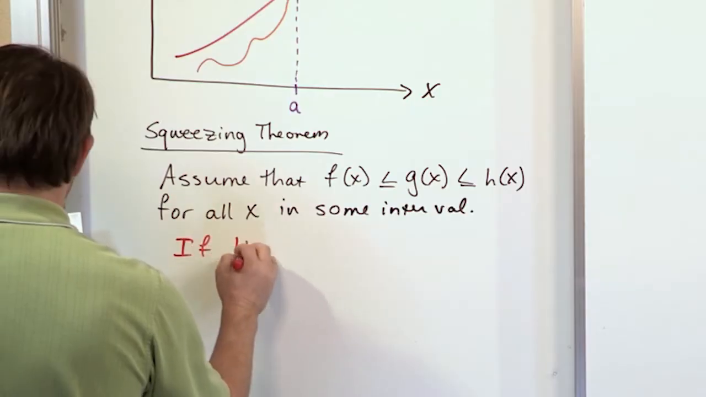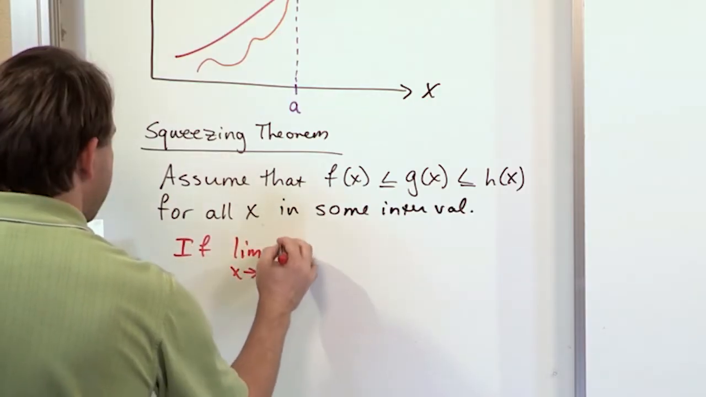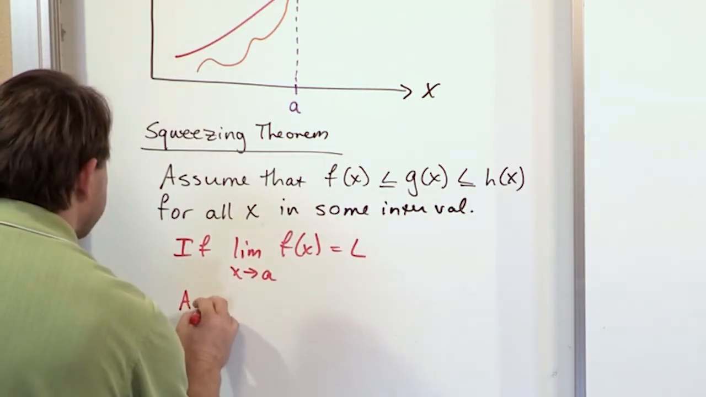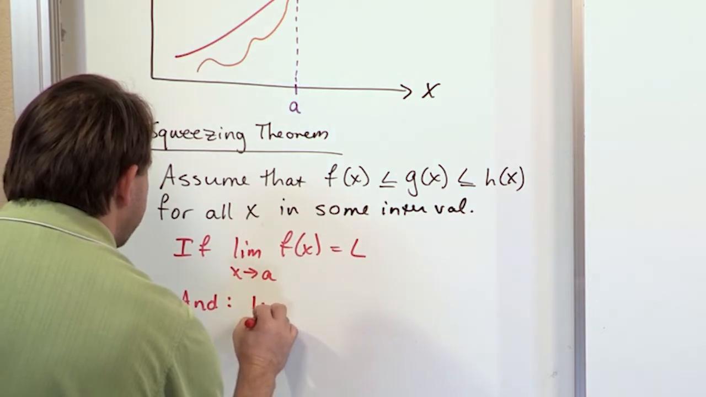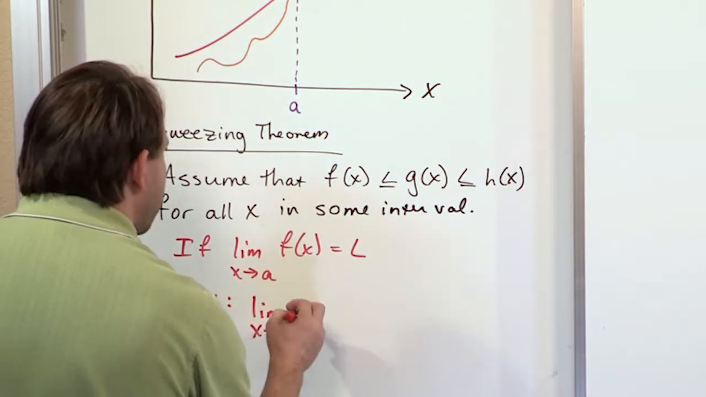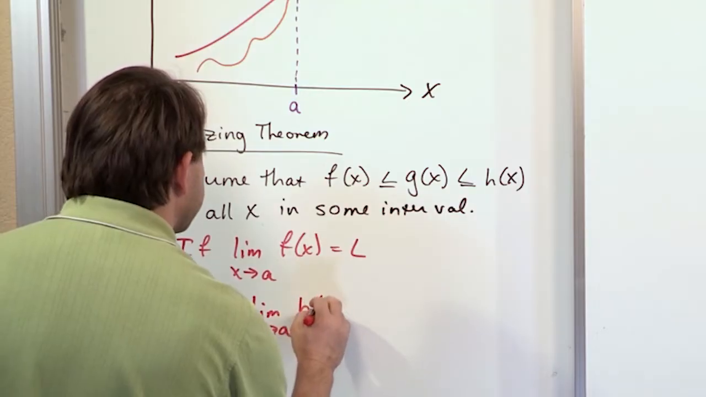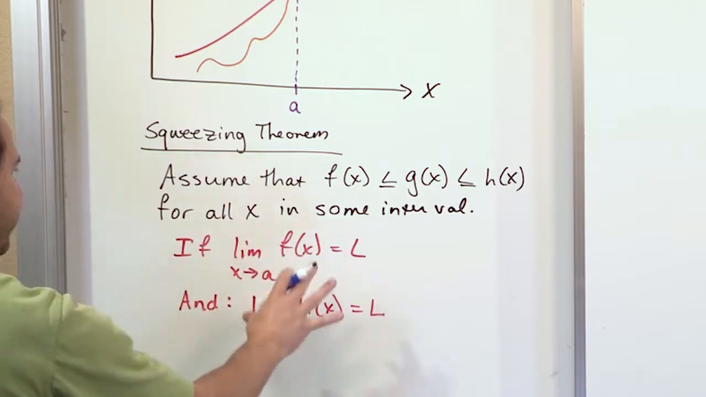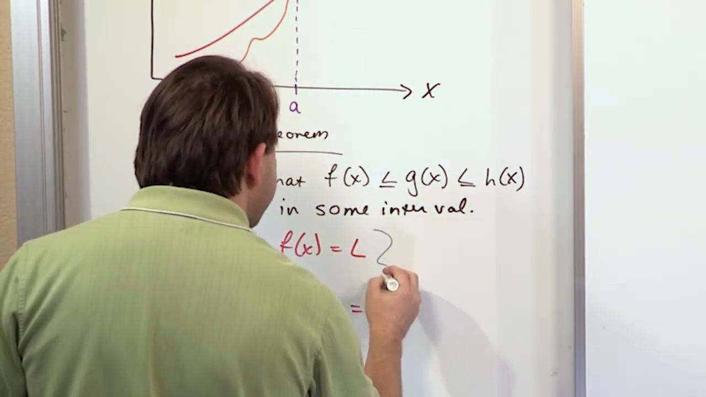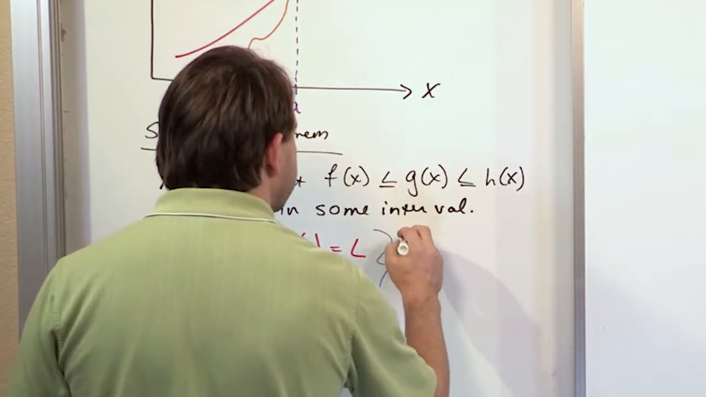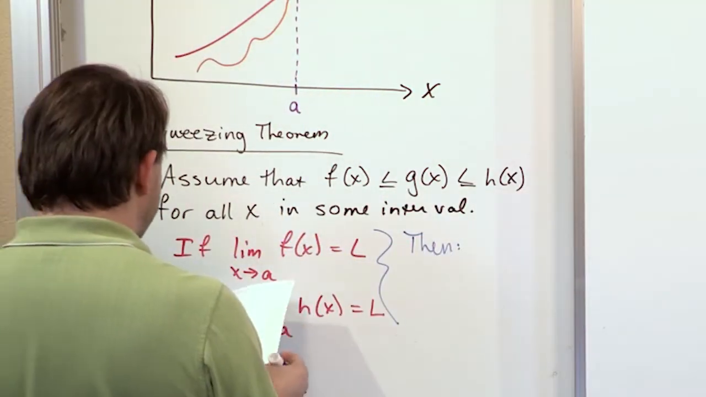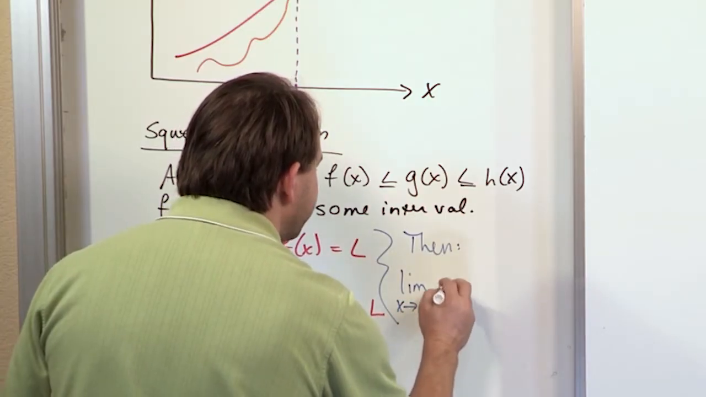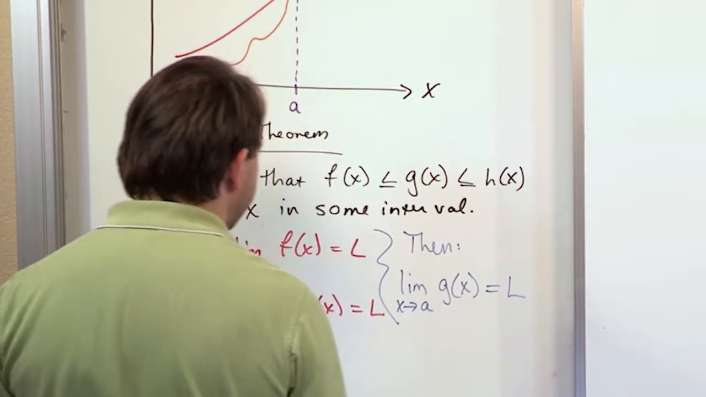If the limit as x approaches a of the function f of x is equal to L, and the limit as x approaches a of h of x is also L, the conclusion will go in blue. If these two things are true, then the following is true. Then the conclusion, the punchline, the limit as x approaches a of the function we care about, g of x, is also equal to L.